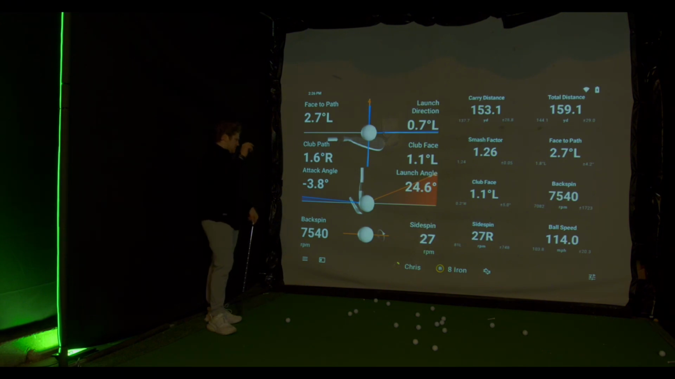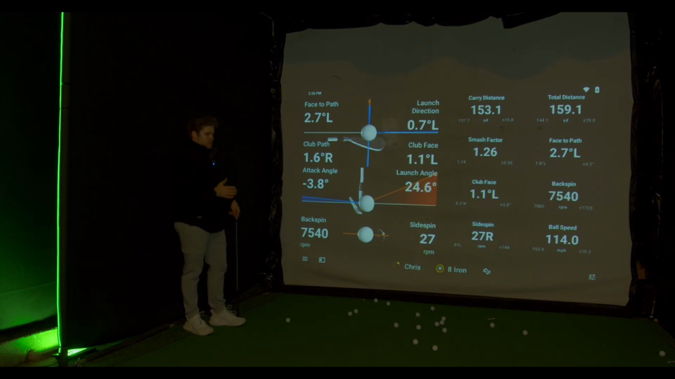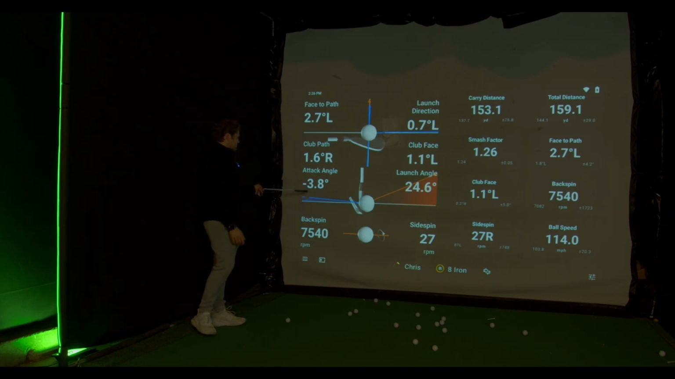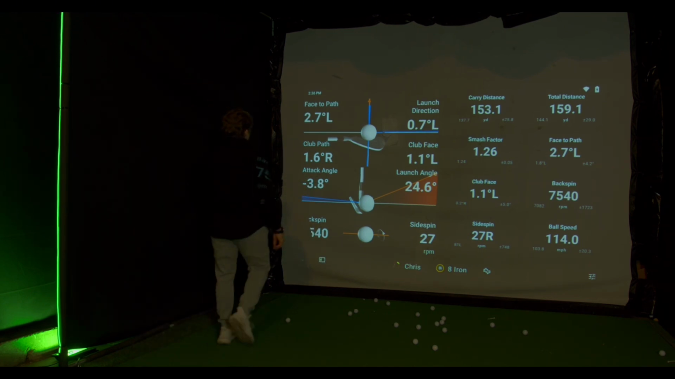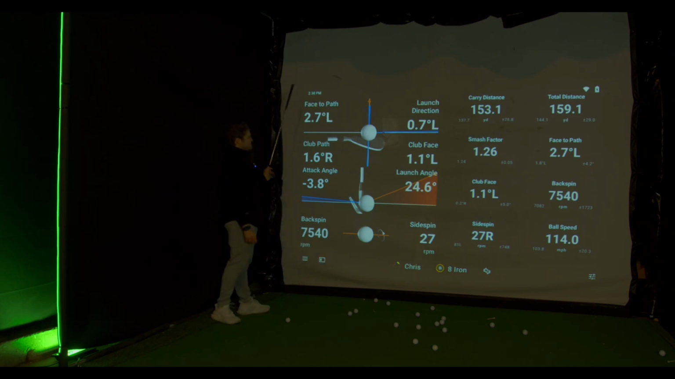It's just going to produce so many problems that you don't want to deal with unless you're in a driver or some longer irons. It all depends on what shot you're hitting. You sometimes do want a positive attack angle. All right, now let's look at face to path, and this is a combination of two things.